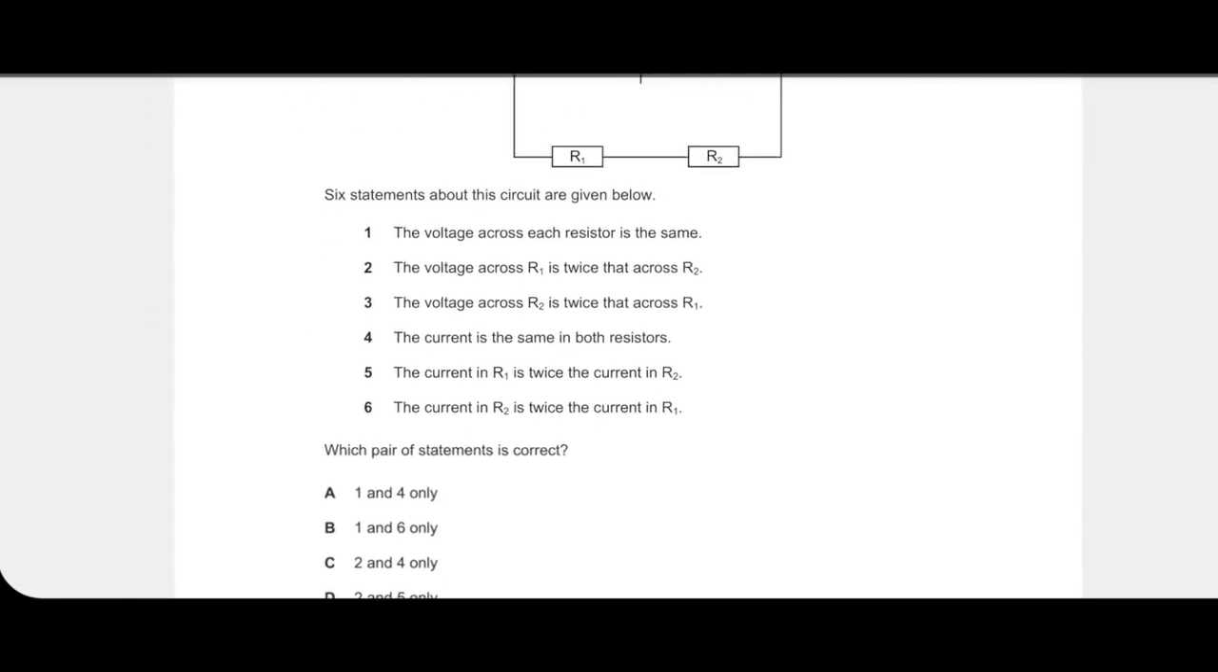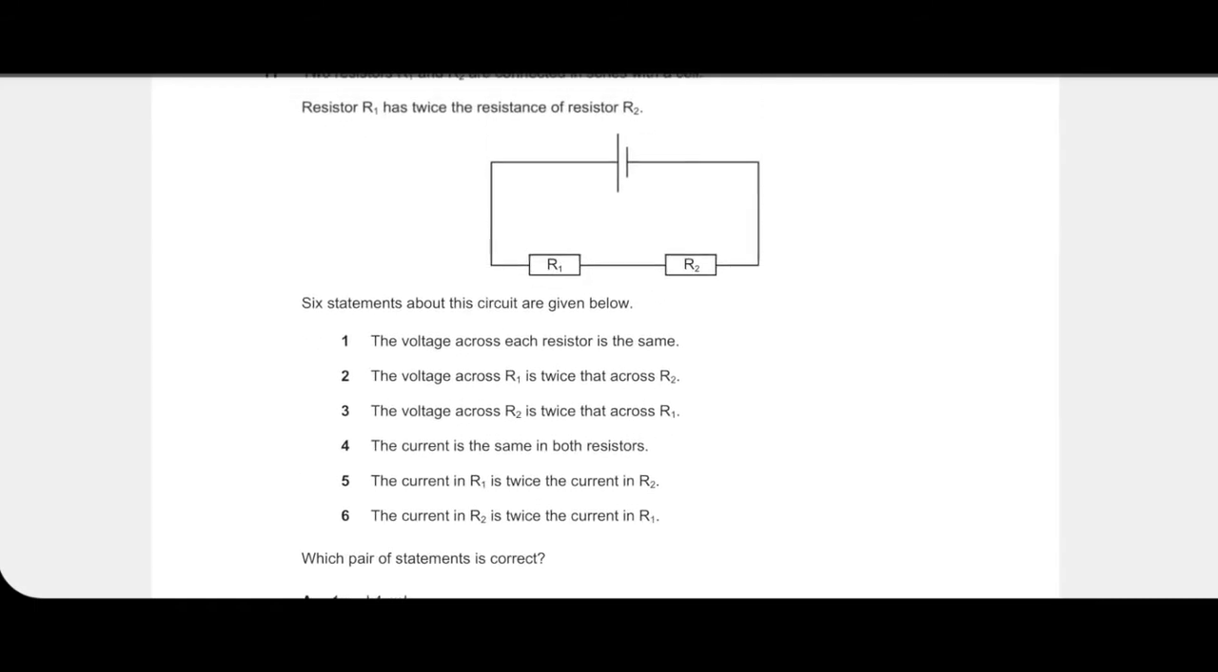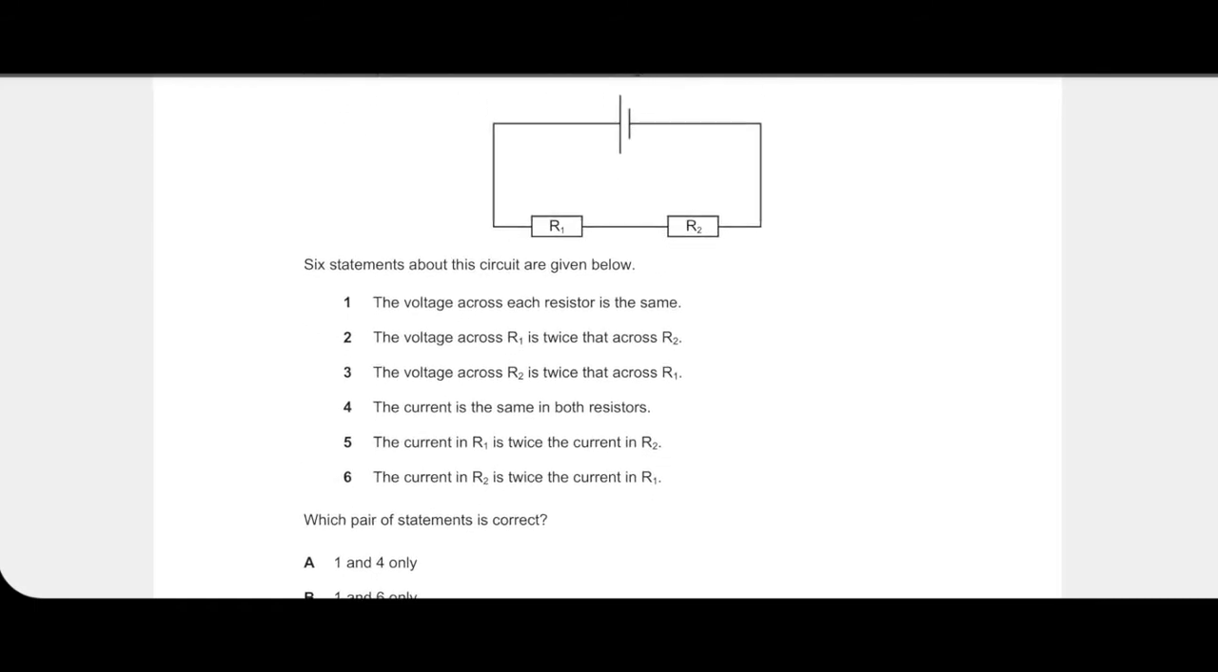So, there are your options. And now you should be thinking about how you're going to approach this question. So looking at this diagram, what stands out to you? It's a pretty basic circuit, and the resistors are added in series. Therefore, the current will be the same at all points of the circuit. So immediately, statement number 4 is correct.